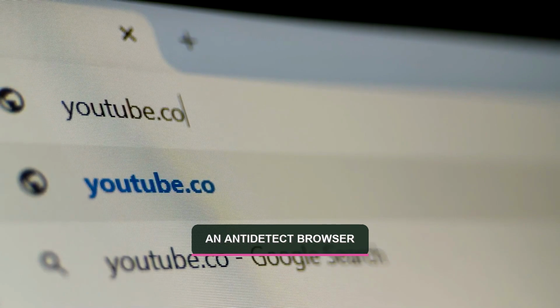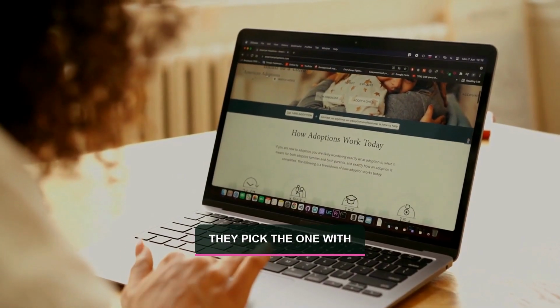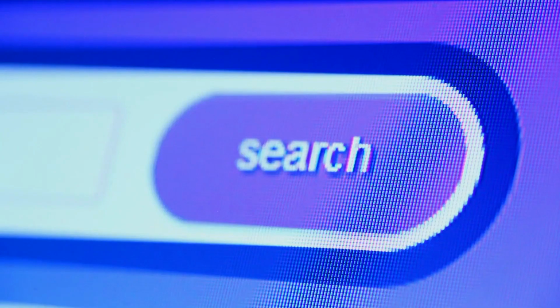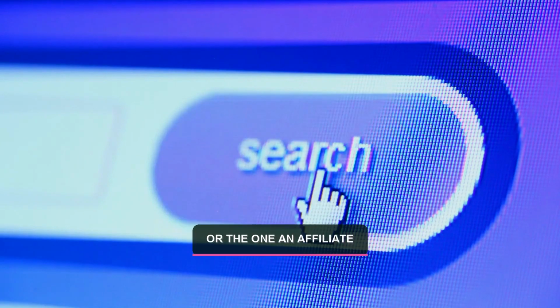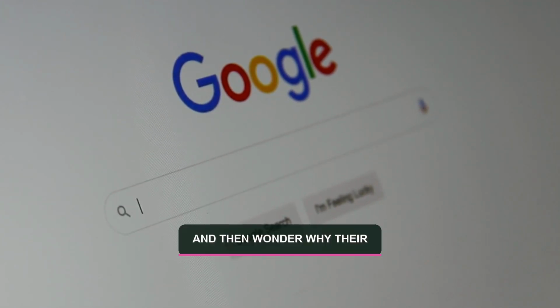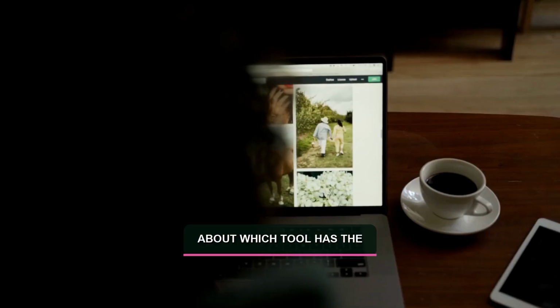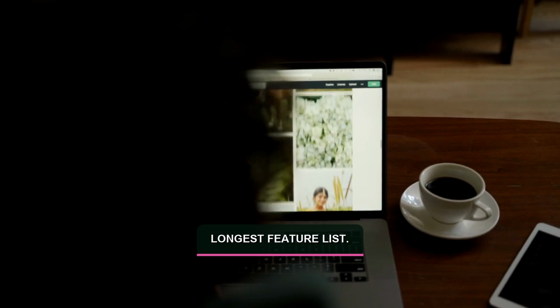Most people choose an anti-detect browser the wrong way. They pick the one with the loudest advertising, the cheapest monthly price, or the one an affiliate video called undetectable, and then wonder why their accounts still end up linked. The choice is not really about which tool has the longest feature list.